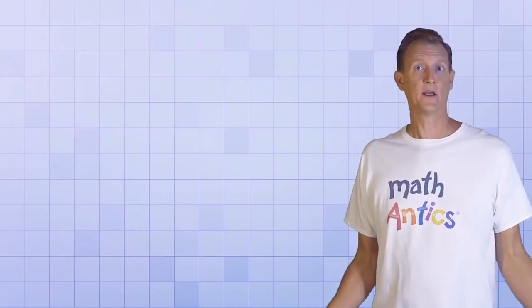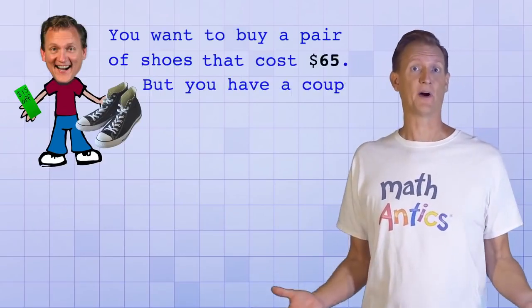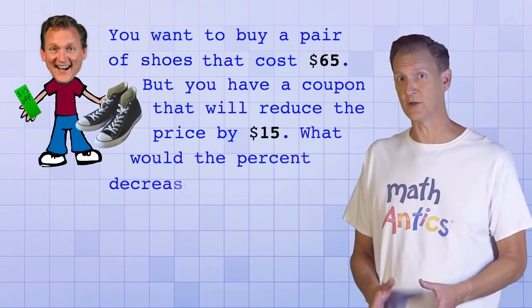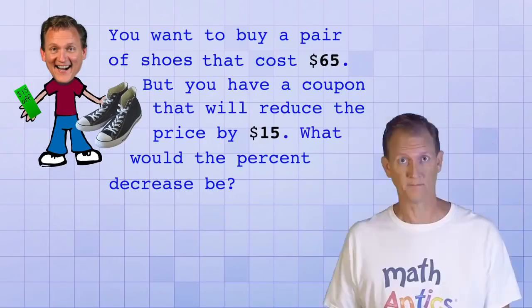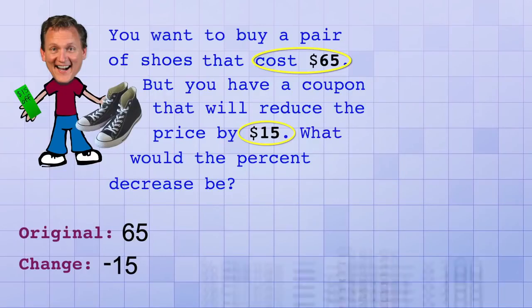That was pretty easy, but what about this example? Suppose you want to buy a pair of shoes that cost $65, but you have a discount coupon that will reduce the price by $15. What would the percent decrease in price be if you use your coupon? Well, the original price is 65, and the change in price will be negative 15. It's negative because it's a decrease. So let's plug those numbers into our formula.